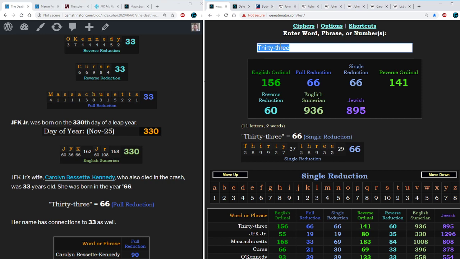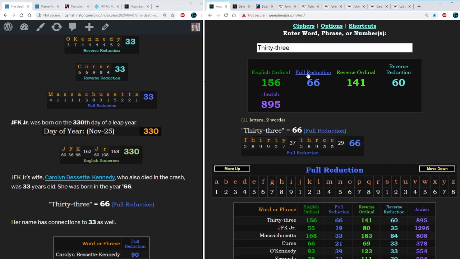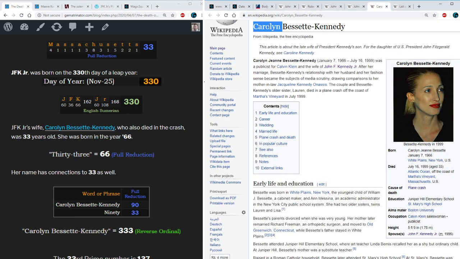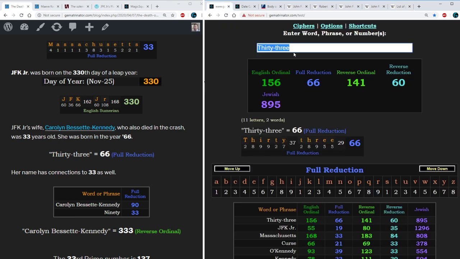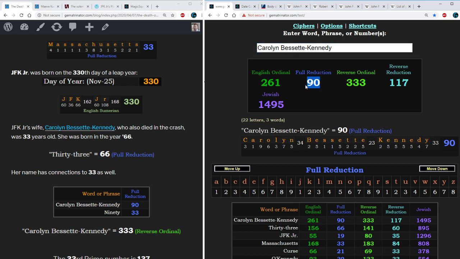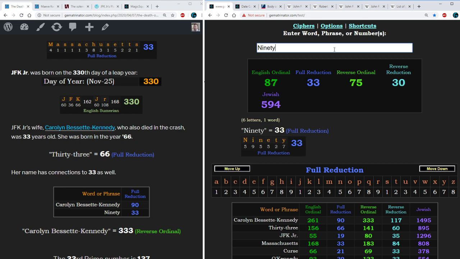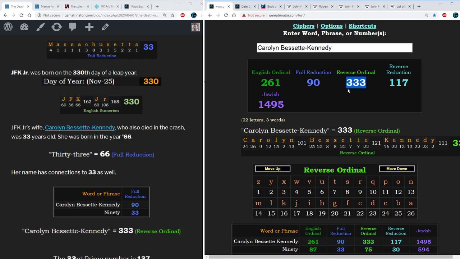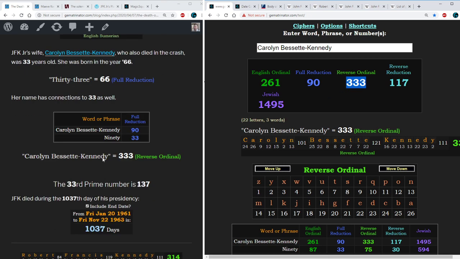This means that she was born in the year 66. And 33 equals 66 in reduction gematria. Her name, for the record, sums to 90. 90 is just one of two numbers that sum to 33 in reduction. And then you may have noticed her name also sums to 333 in the reverse alphabetic order.